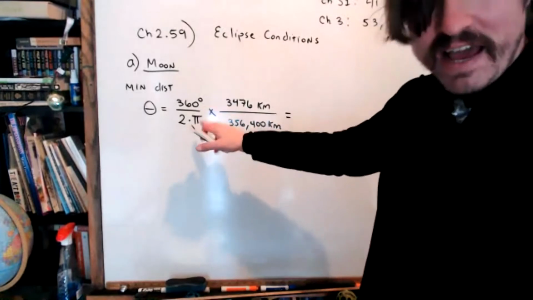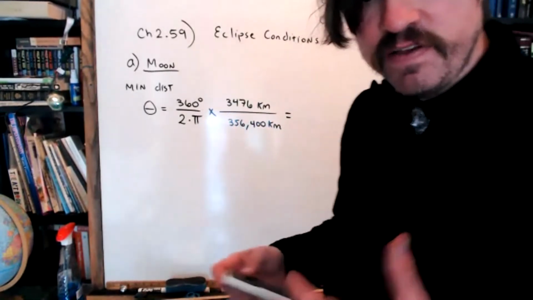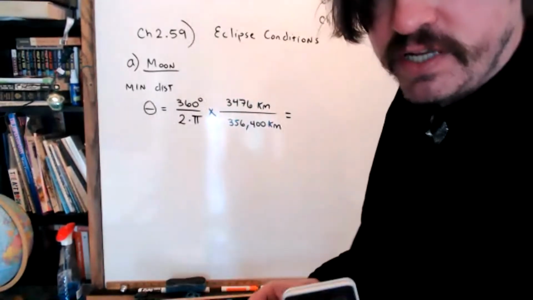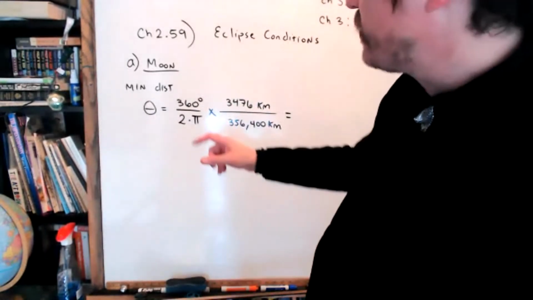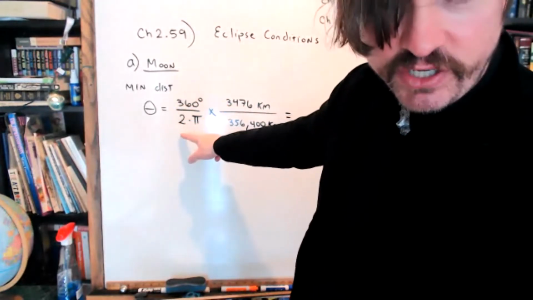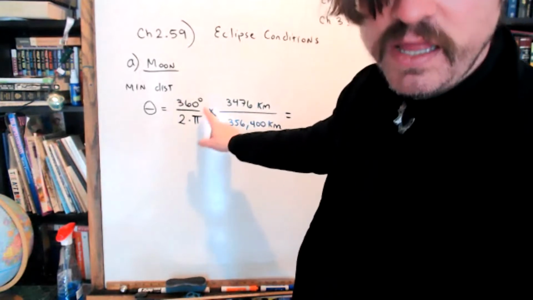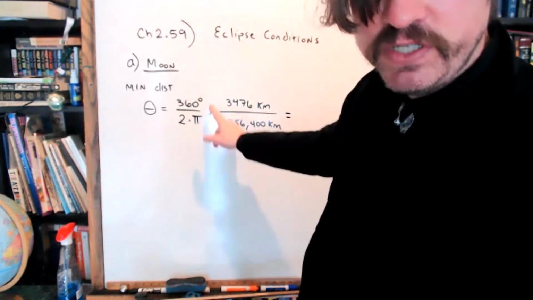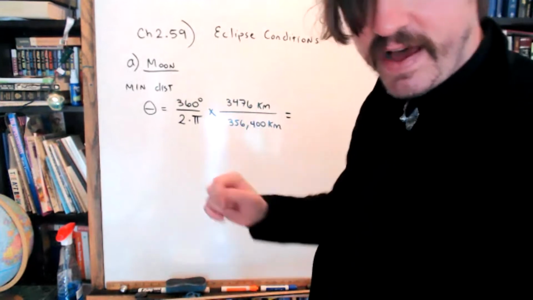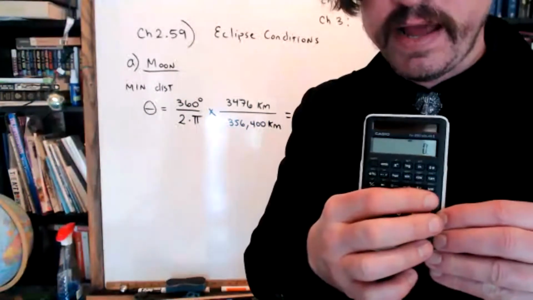Let me explain why this is difficult and why people make mistakes. You have to consider your order of operations when punching into your calculator. Our plan is we're going to do the 360, then divide by 2, and then divide by pi. Then we're going to multiply by 3476. Then we're going to divide by that distance.